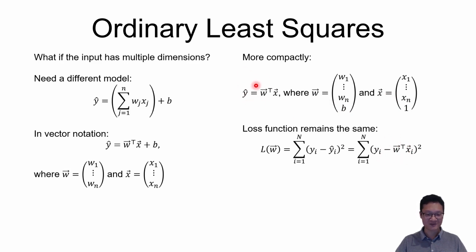That's the simplified model, and then the loss function becomes the sum from i equal 1 to n of yi minus w transpose xi, all of that squared.